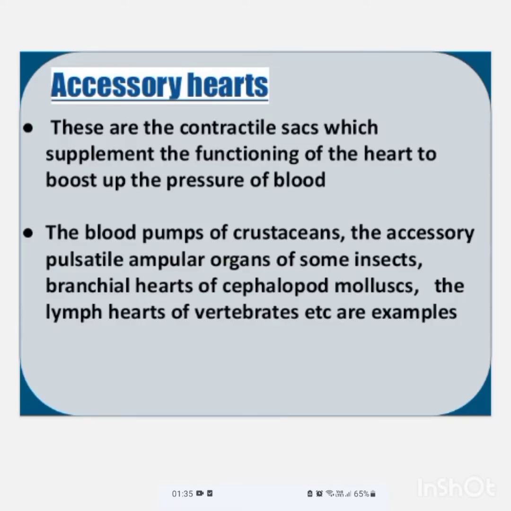Fourth one, accessory hearts. These are the contractile sacs which supplement the functioning of the heart to boost up the pressure of blood. The blood pumps of crustaceans, the accessory pulsatile ampullar organs of some insects, branchial hearts of cephalopod molluscs, the lymph hearts of vertebrates, etc. are examples.